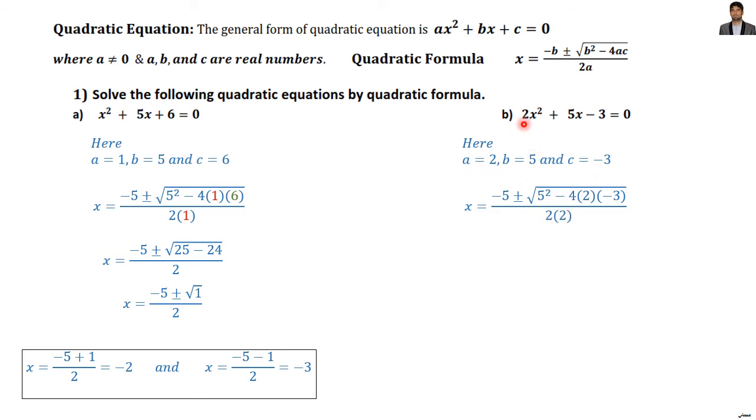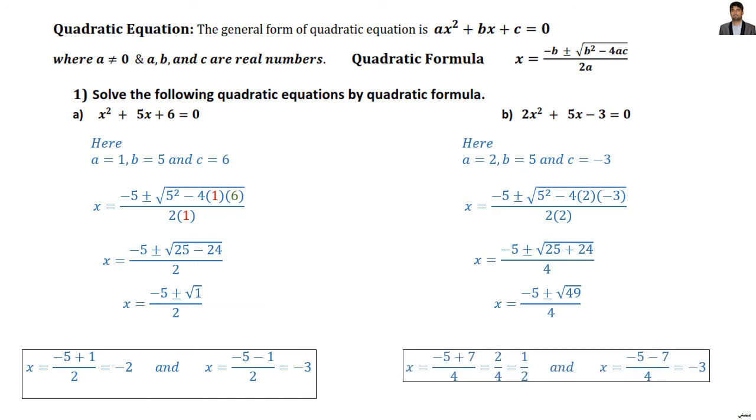a is 2. Simplify this. 25 minus minus, plus 4 into 2, 8. 8 into 3, 24, over 4. Minus 5 plus minus root 49. And we know root 49 is 7. Again we will solve it two times. First time with plus and the second time with minus.